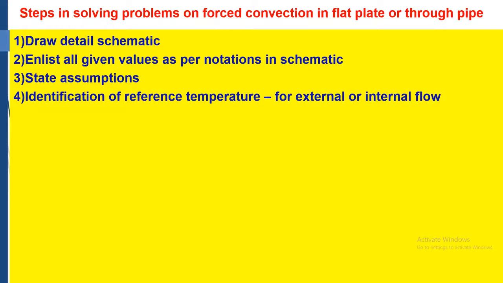Number 4, identification of reference temperature for external flow or for internal flow. So what is the thumb rule here? If flow is external, for external flow, the reference temperature will be the mean film temperature. For internal flow, the reference temperature will be the mean bulk temperature, unless otherwise stated.